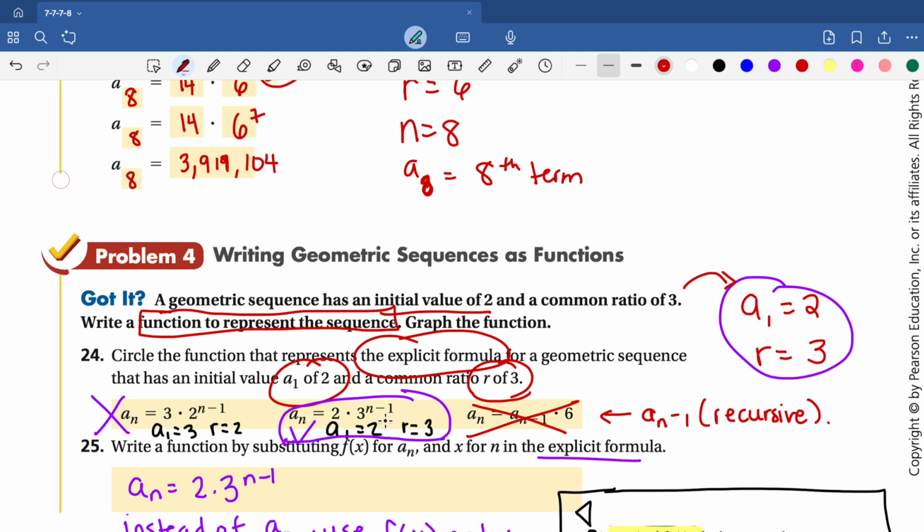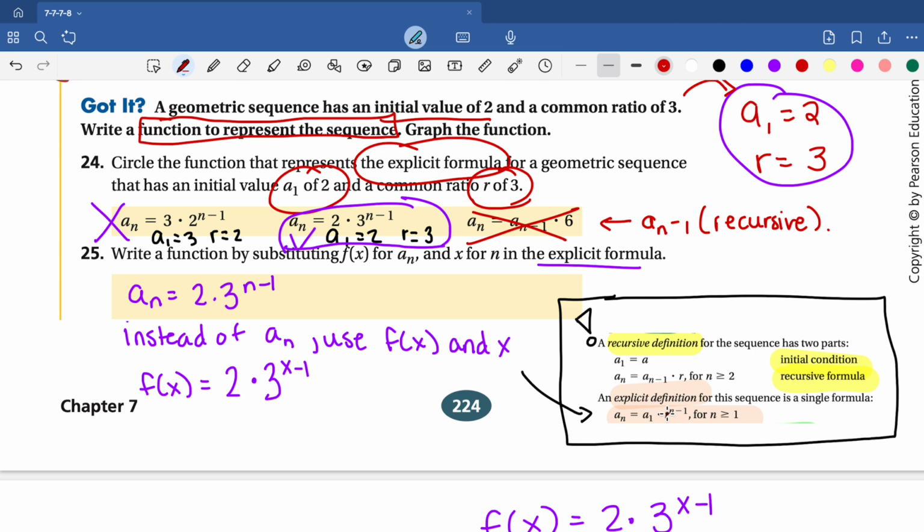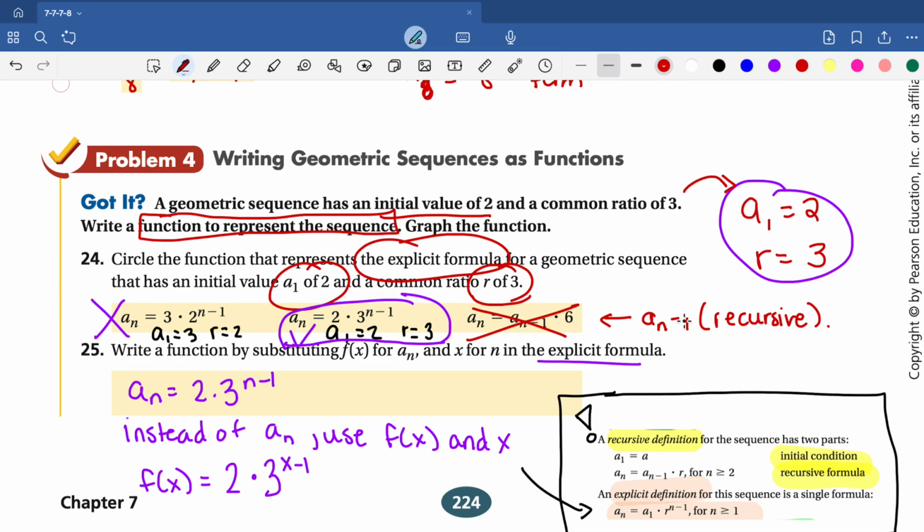So we've identified that a sub 1 is 2 and the common ratio is 3. So which one of these has a sub 1 as 2 and a common ratio of 3? This one has an a sub 1 of 3, because this is what the formula looks like. So remember, in an explicit formula, your a sub n is equal to a sub 1 times r, your ratio, times r to the power n minus 1. So your coefficient basically is telling you your first term.